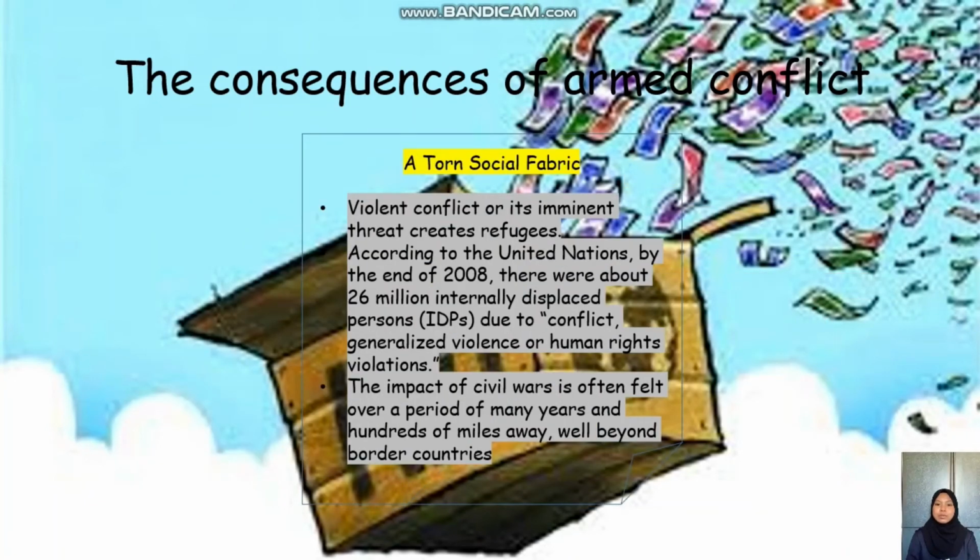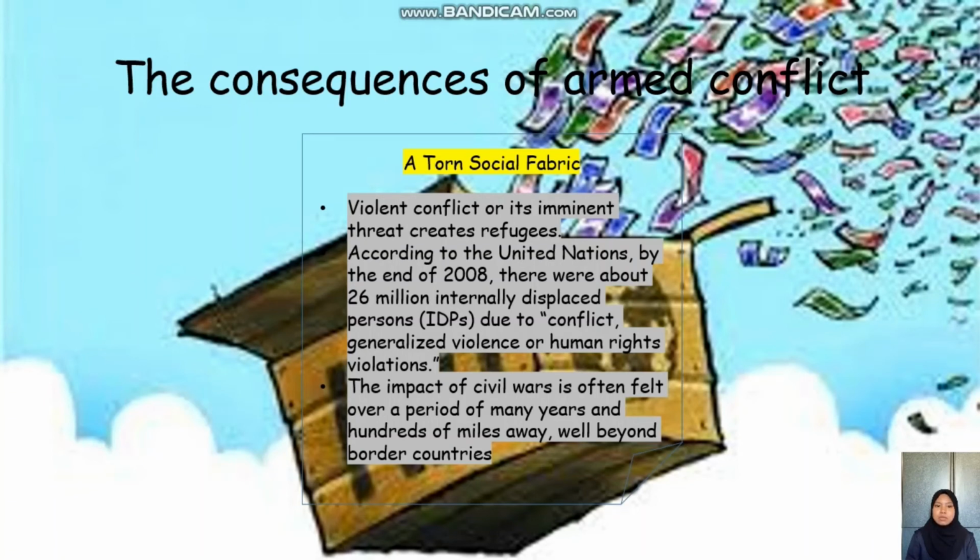Lastly, a torn social fabric happens during armed conflict. Violent conflict or its imminent threat creates refugees. One estimate is an additional 64 refugees per 1,000 people on average from a civil war, 45 per 1,000 from coups, and 30 per 1,000 from guerrilla warfare. According to the United Nations, by the end of 2008, there were about 26 million internally displaced persons due to conflict, generalized violence, or human rights violations.